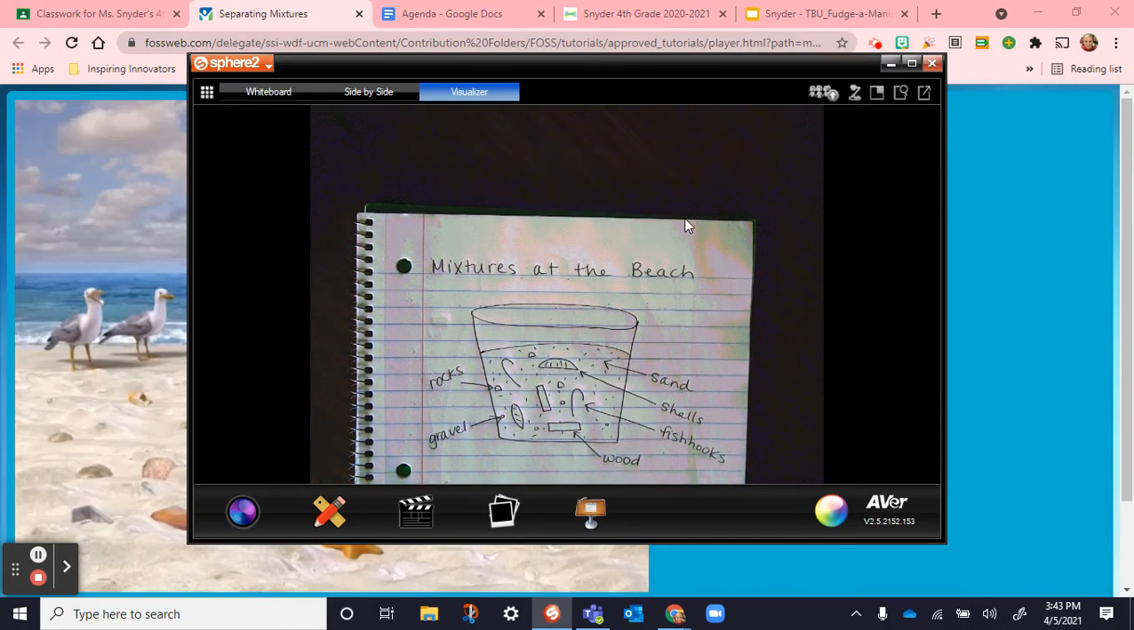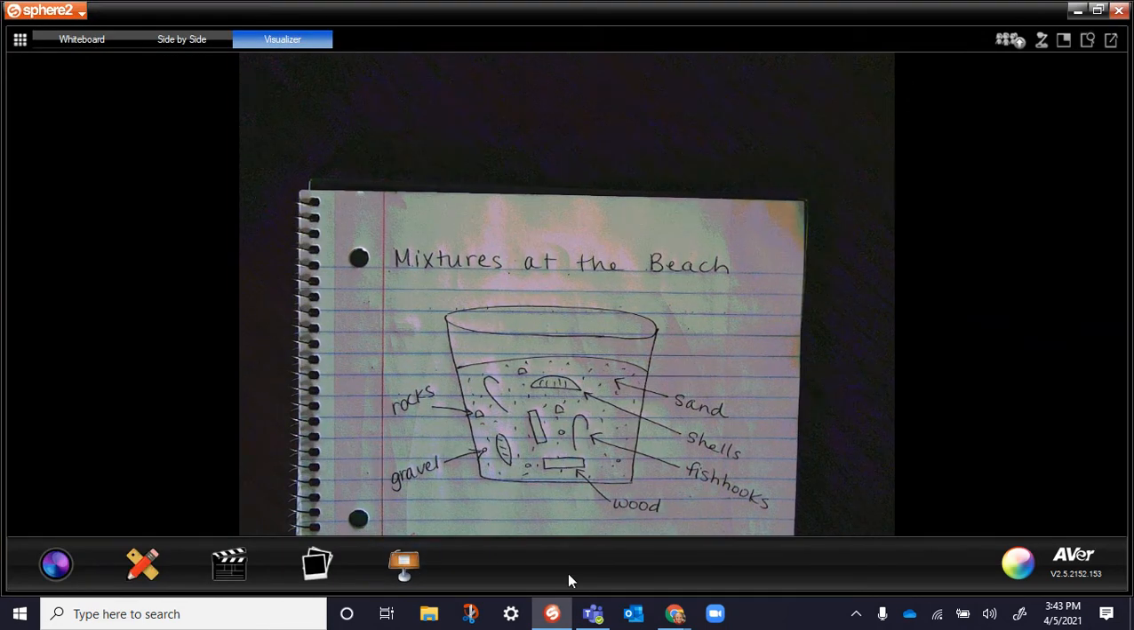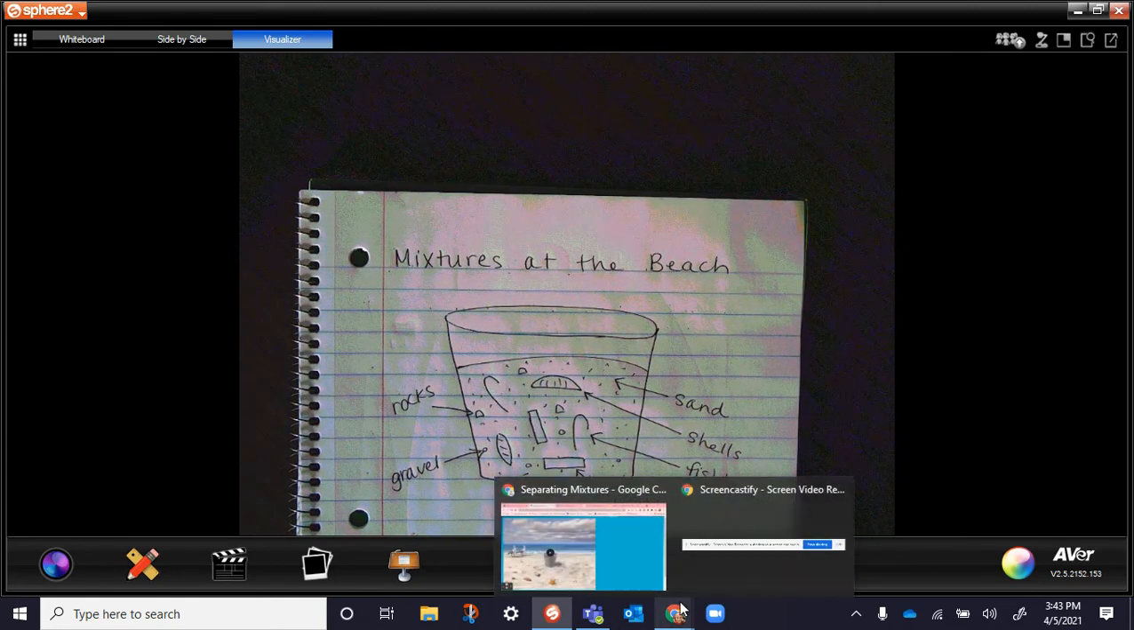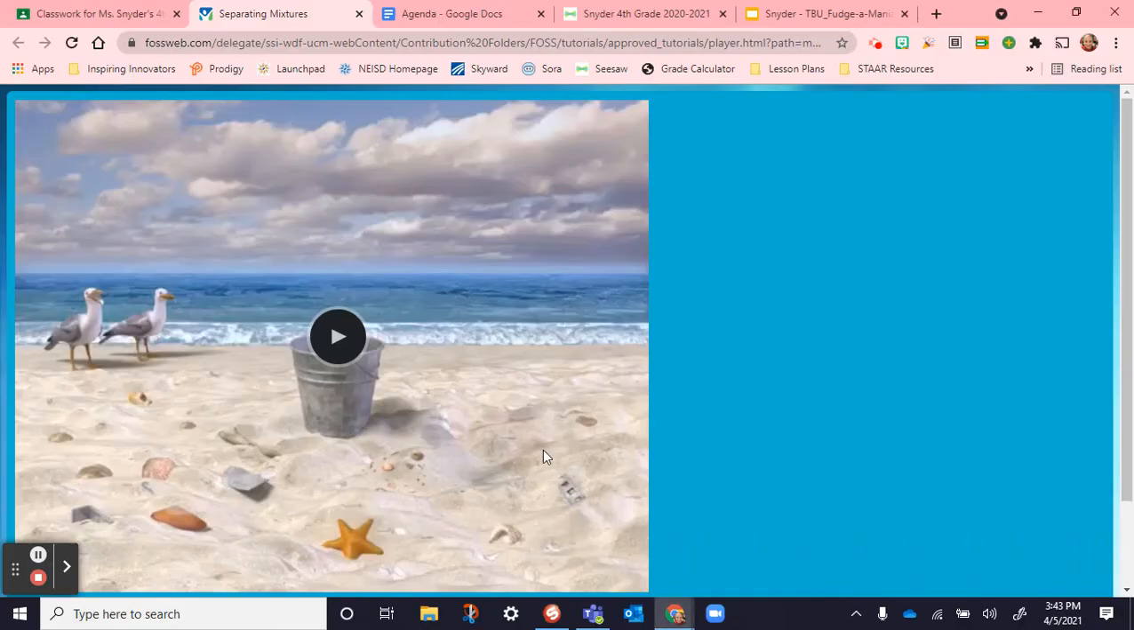So here's a mixture because we've got 2 or more different things coming together, and they're all keeping their same property. When we mix all this stuff together, it's not creating something new. The sand is still the sand. The fish hook is still the fish hook. You're not recreating something. So pause the video and make sure you get that part. And then let's watch this.